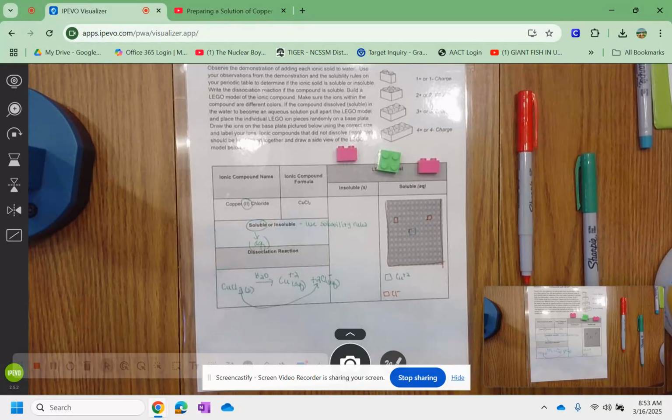Okay, expectations, right? You should be able to use solubility rules to determine if your ionic compound is soluble or insoluble. You should be able to write me dissociation equations. You should be able to draw me a particle level diagram of your compound, no matter if it's soluble or insoluble.